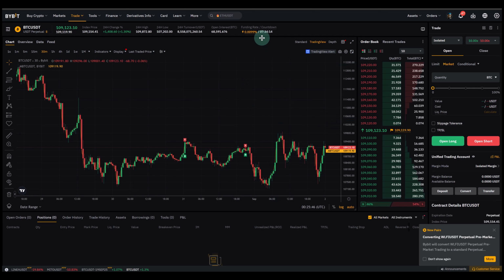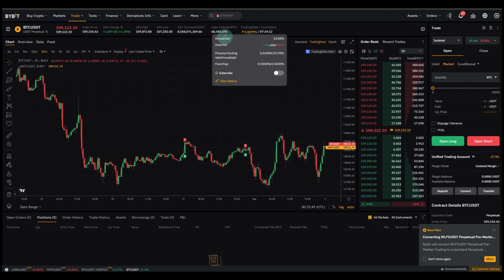So why do these fees exist? By the way, you find them up here, yeah? Annualized 10.8%. It's changing all the time. Currently, long pays short. What that means, we're going to talk about that now.